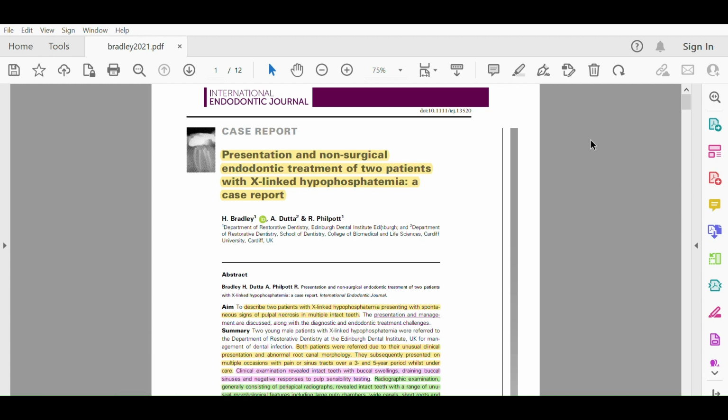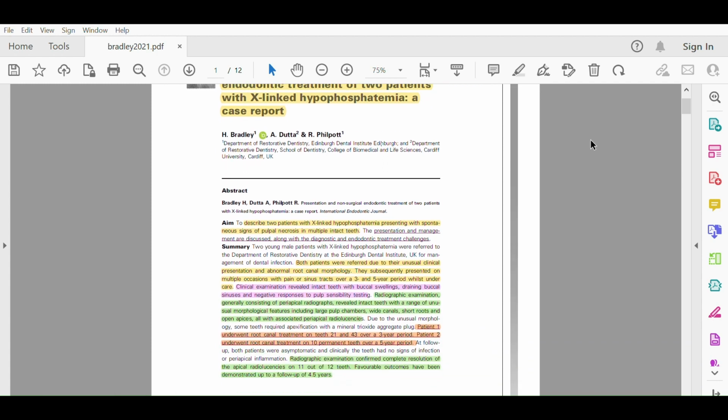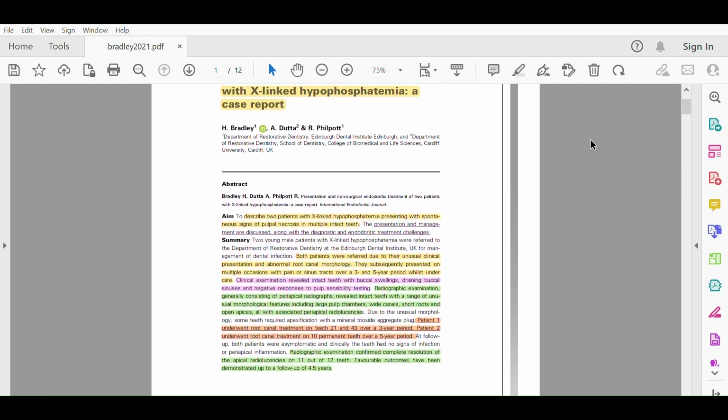This paper is a case report of a presentation and a non-surgical endodontic treatment of two patients with X-linked hypophosphatemia. In this case report, we'll describe two patients with X-linked hypophosphatemia presenting with a spontaneous sign of pulp necrosis and endodontic infection in multiple intact teeth.